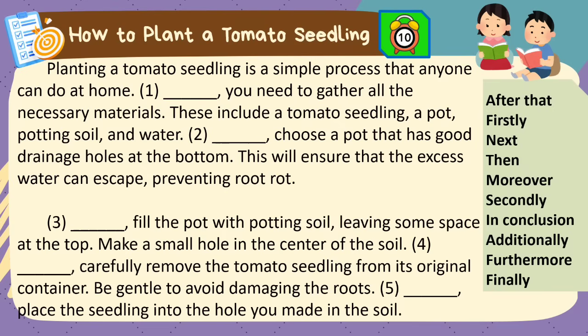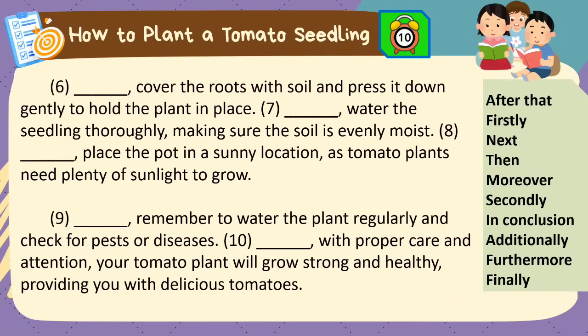Again, fill in the blanks with the correct linking words from the provided list. That's on the green box. You are going to write your answer on your notebook. Let's continue. Blank, cover the roots with soil and press it down gently to hold the plant in place.